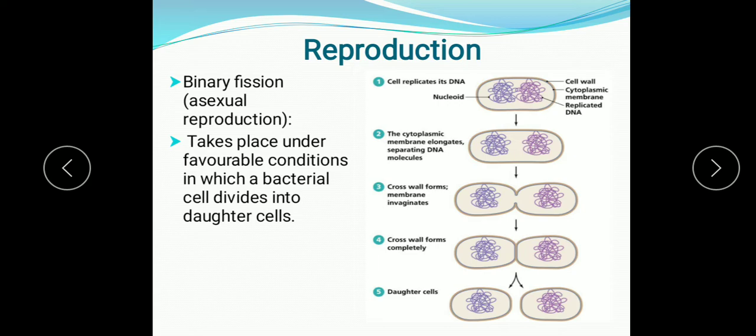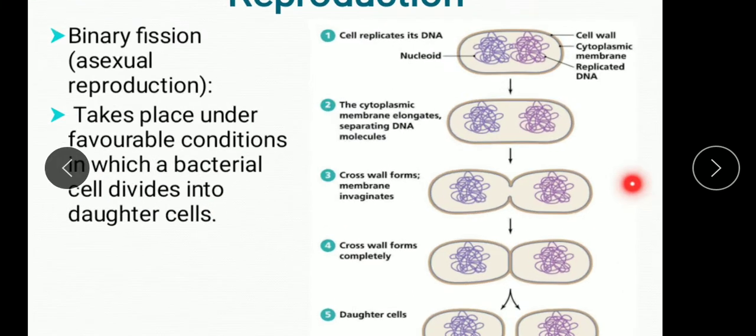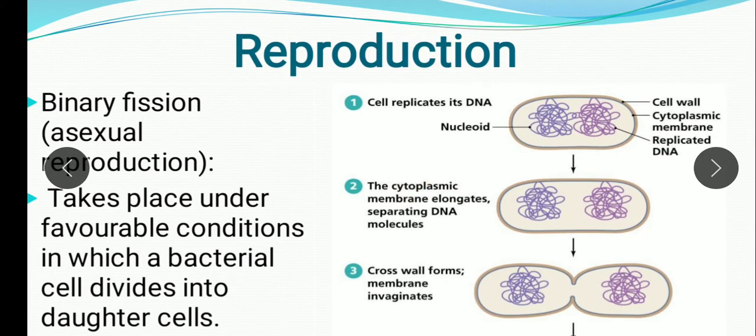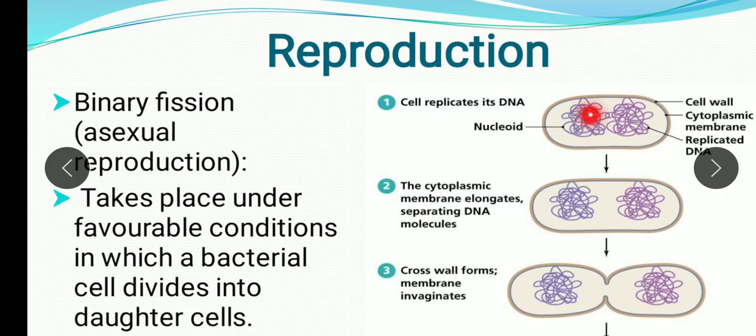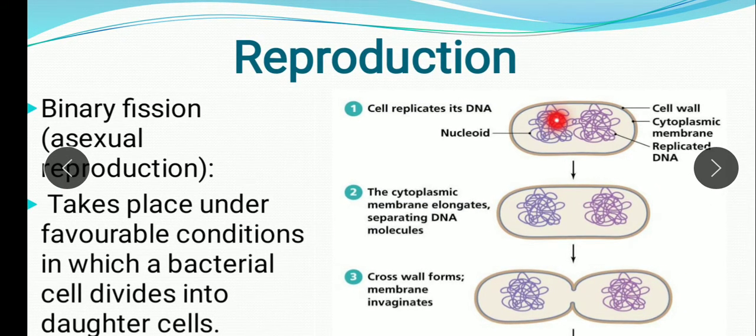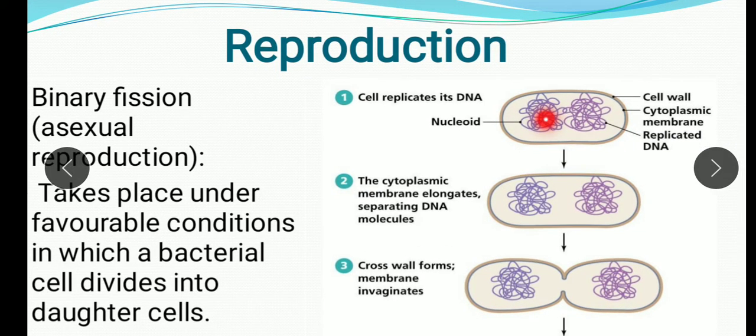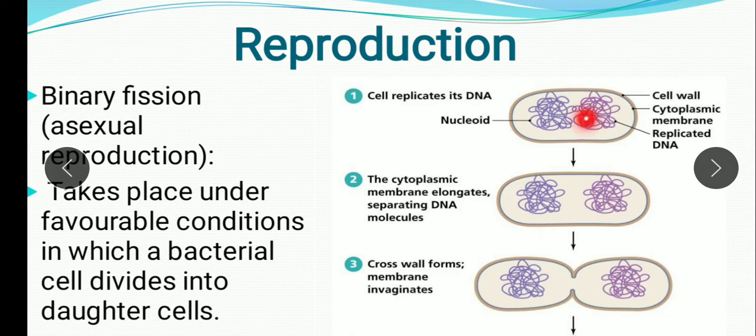This reproduction takes place under favorable conditions, in which a bacterial cell divides into daughter cells. How does it take place? Let us see the process here. Under favorable conditions, during this process, the bacterial chromosome divides and replicates. Replicates means it forms one more copy. So it replicates and doubles, and these replicated chromosomes separate.